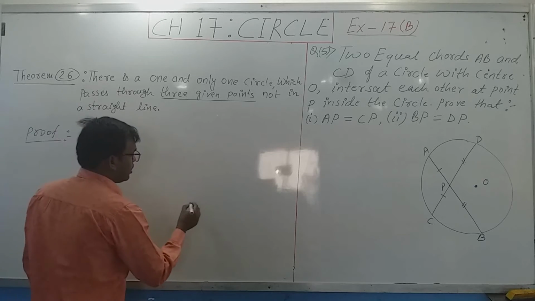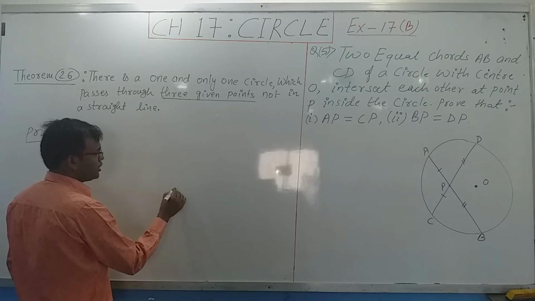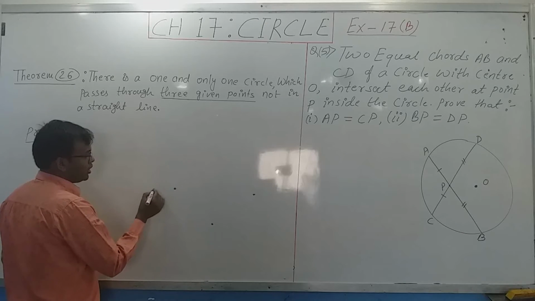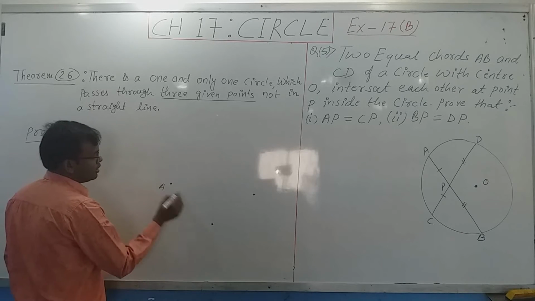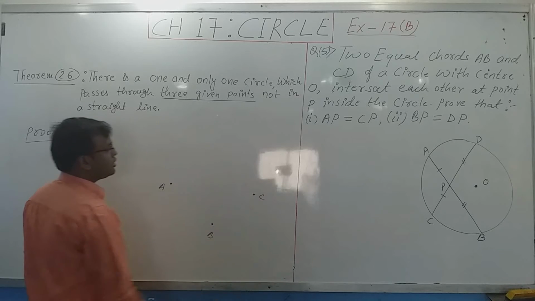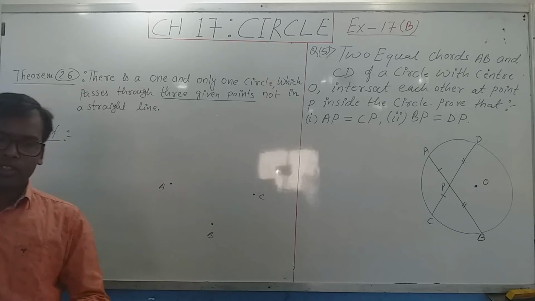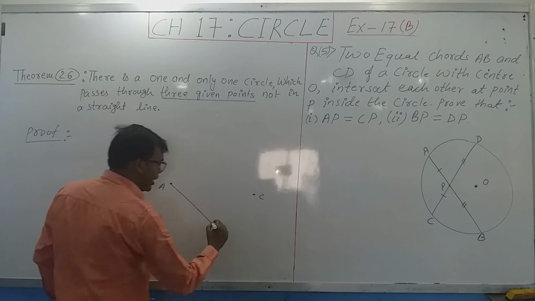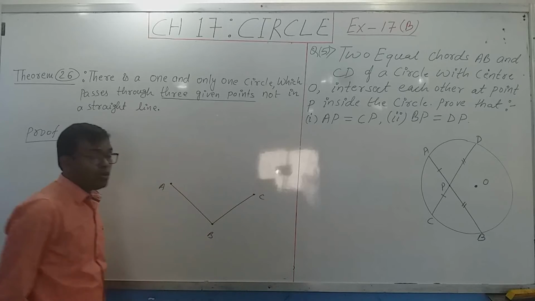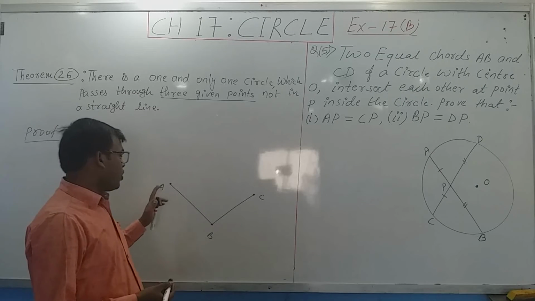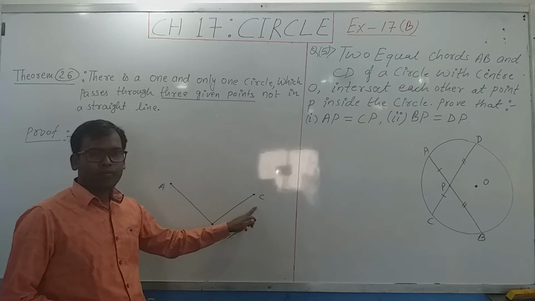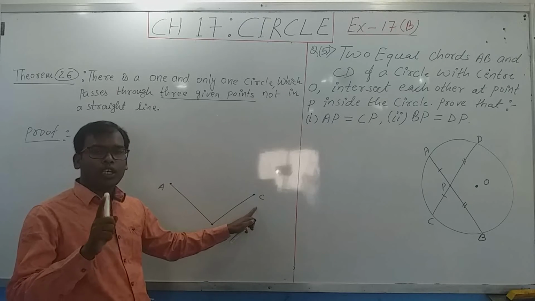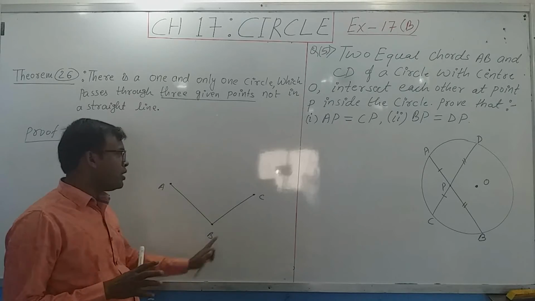First you consider any three points. Suppose this is A, this is B and this is C, which are not in a straight line. After that you join A to B and B to C. We have to prove that through points A, B, C there is one and only one circle that passes through the points A, B and C.